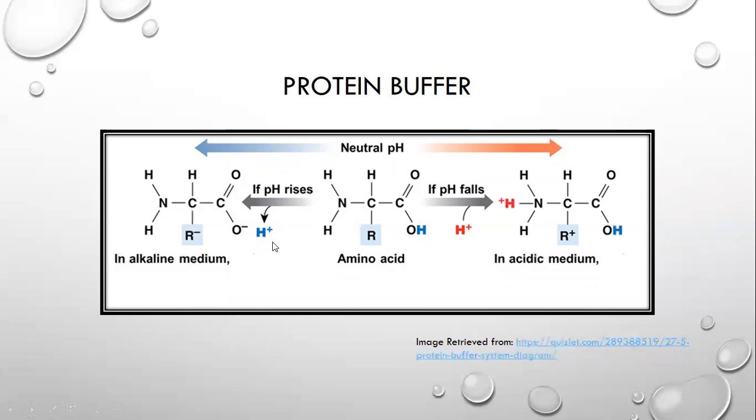So what you can see here is who's taking in the hydrogen ions and who's giving up the hydrogen ions. In the case of the protein buffer, it's the carboxyl group that is giving up the hydrogen ions, and the amino group that's accepting the hydrogen ions. And that's what this image is showing you in the chart here.